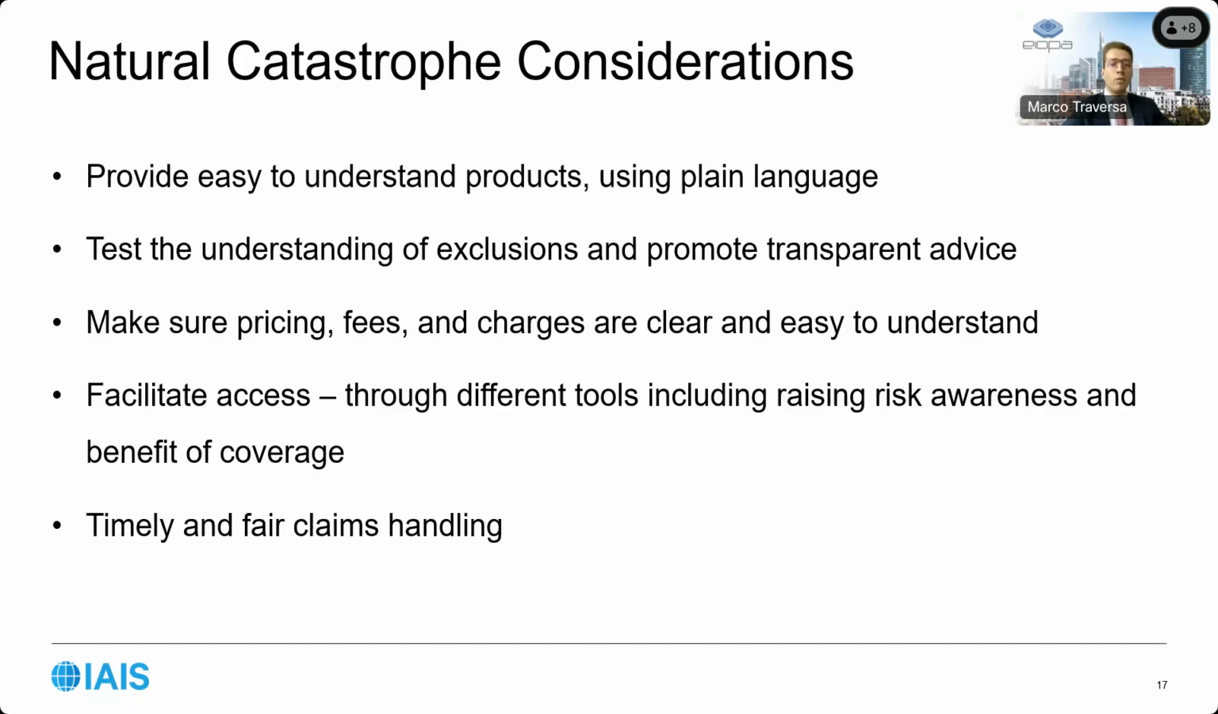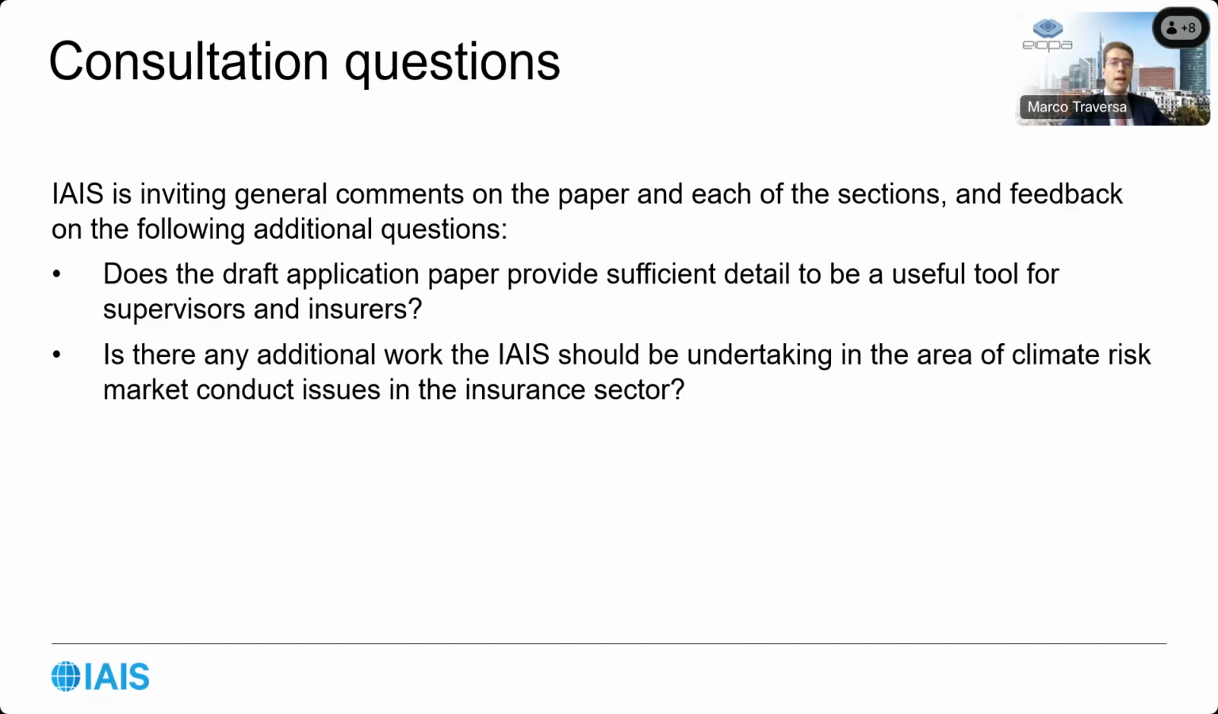And what we would like in terms of feedback, we have some consultation questions that have been put in the paper. And we would like, of course, general feedback on the paper, on each section of the paper. But also we would like views as to whether the draft application paper provides sufficient details to be a useful tool for supervisors and insurers. In particular, it provides detail on how sustainability related claims can be made without incurring the risk of greenwashing, but also on what are the supervisory expectations to make sure that consumers are fairly treated vis-a-vis their insurance products and services when natural catastrophe materializes.